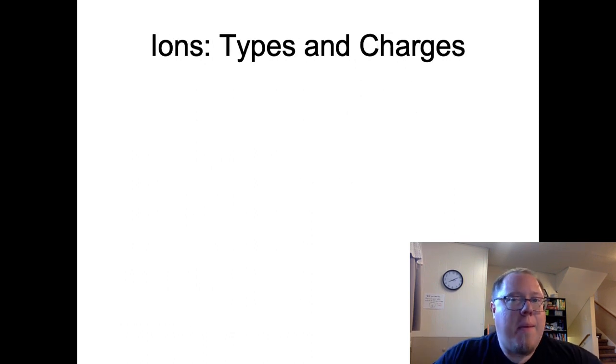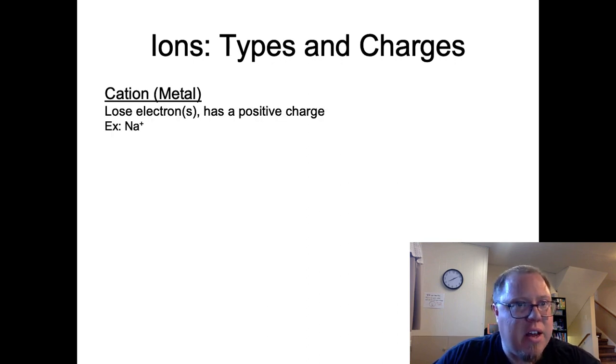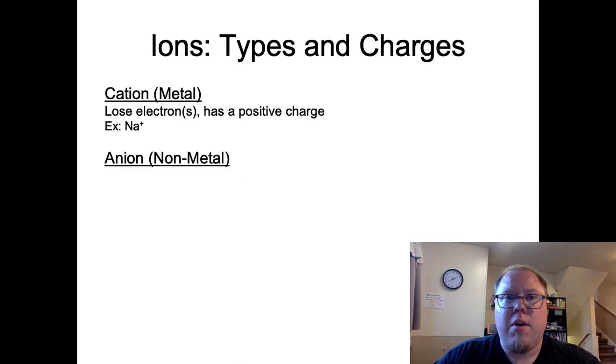Now, there are two types of ions. We have the cation. Cation is how you say that. The cation is the one that loses the electrons, and so it's going to have the positive charge. So this would be the sodium in this case. The sodium with a +1 charge. It lost an electron. That's the cation.